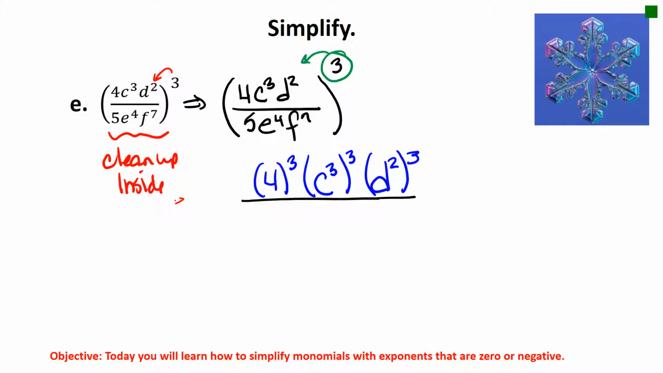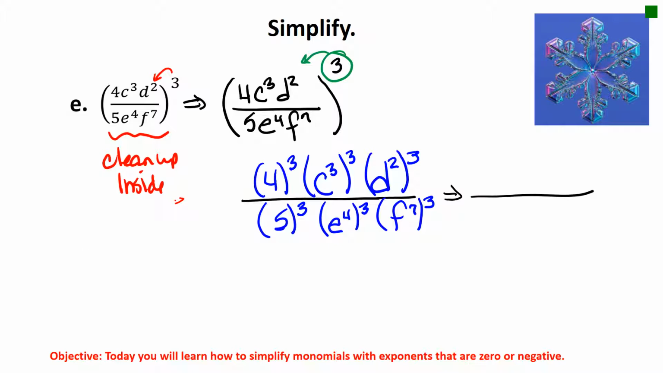It's actually a creepy looking 3, isn't it? I lost my pen. Where's my pen? There it is. Down on the bottom, I got a 5, gets a creeper of 3. E to the 4th gets a creeper of 3. F to the 7th gets a creeper of 3. Now we got to take care of all those creepers. 4 to the 3rd, remember, means 4 times 4 times 4. So 16 times 4 is 64.